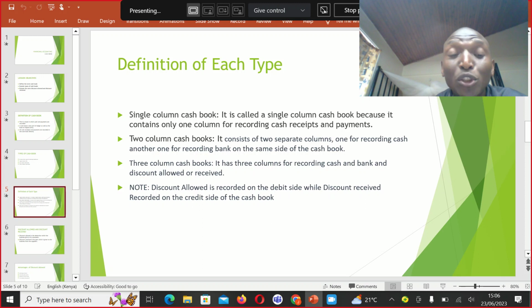The second thing to know is that the two column cash book has two separate columns, one for recording cash and another for recording bank, but they are on the same side of the cash book. If you receive money through cash, you record it in the cash column, and if you receive money through the bank, you record it in the bank column. Similarly, if you make payments through cash, you credit your cash column, and if you make payments through the bank, you credit your bank column. Is that okay?